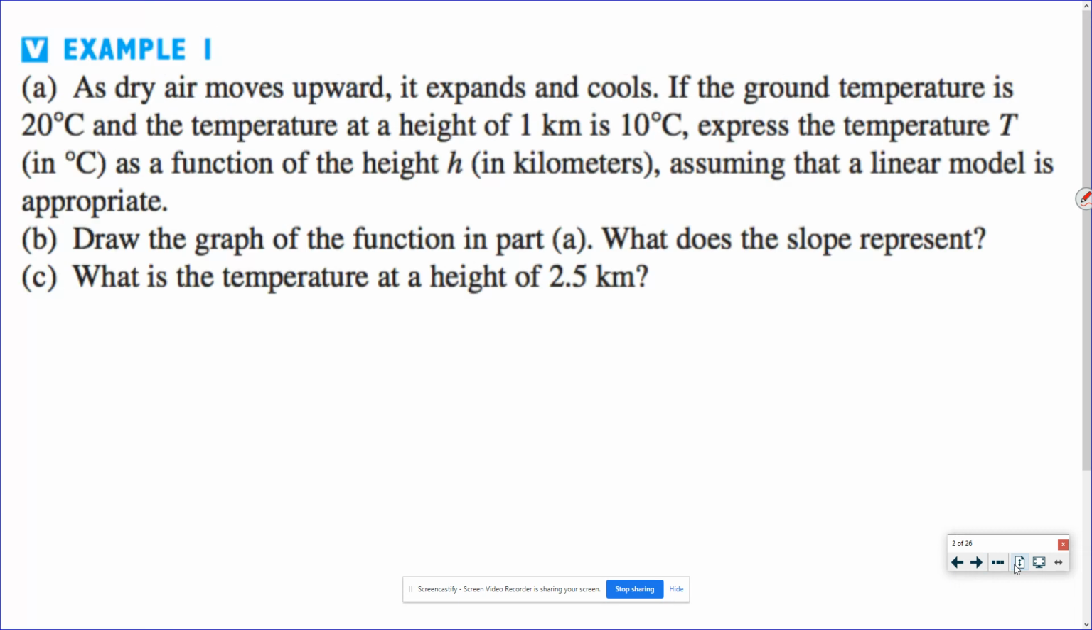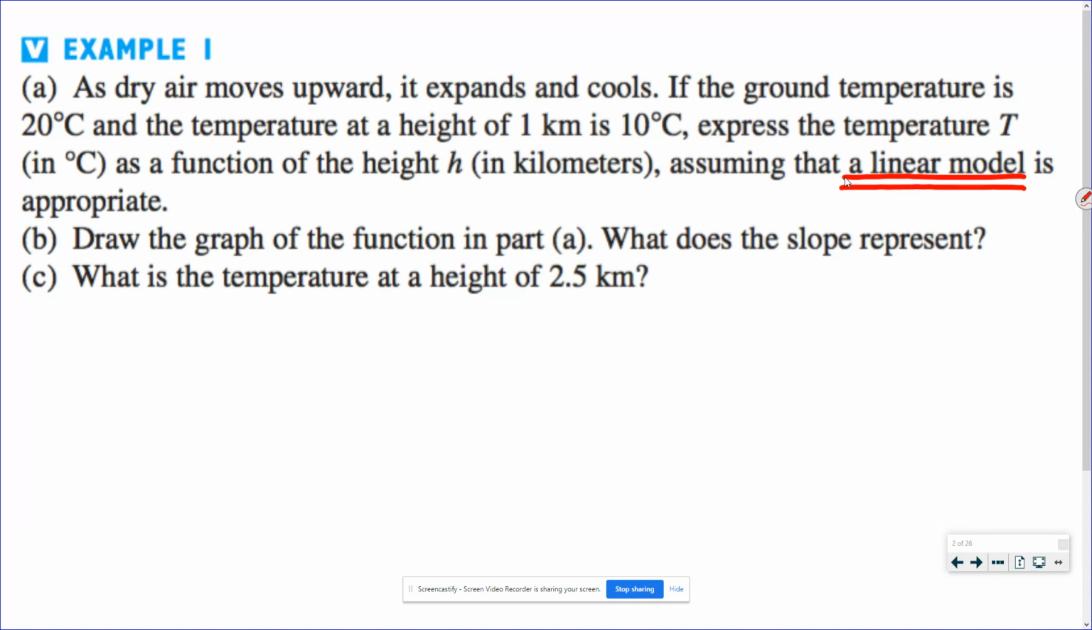This question says, as dry air moves upward, it expands and cools. If the ground temperature is 20 degrees Celsius and the temperature at a height of 1 kilometer is 10 degrees Celsius, express the temperature T as a function of the height in kilometers, assuming that a linear model is appropriate. So we're saying, in real life, it's probably not a straight line sort of situation, but we're going to assume that it is now because it's telling us to use a linear model. So we're assuming that there is a constant rate of change.